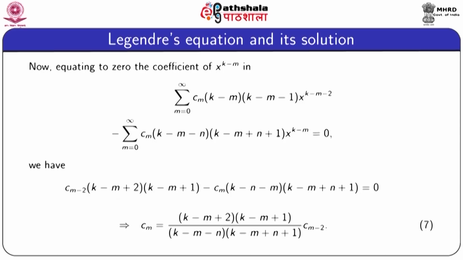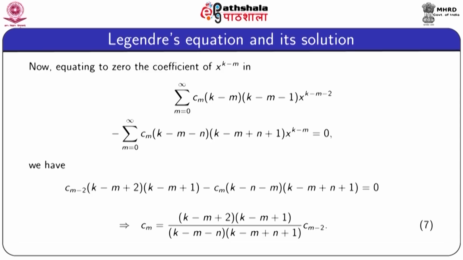Next, we equate to 0 the coefficient of x to the power k minus m in this expression. Now, as you can see here, we already have x to the power k minus m. So, the coefficient in this case is going to be (k minus m minus n)(k minus m plus n plus 1).